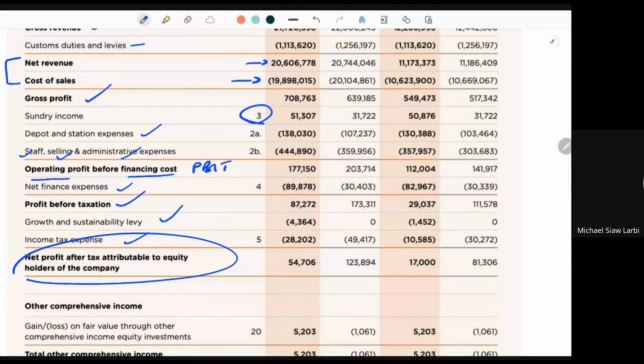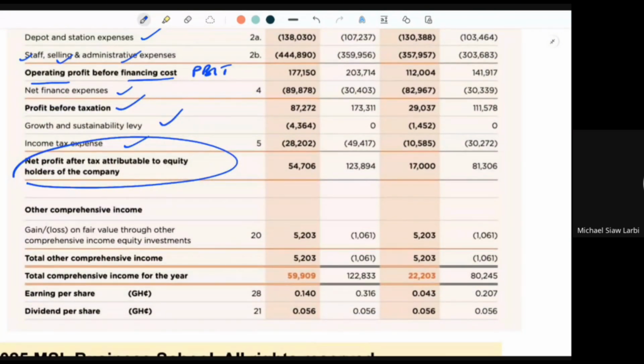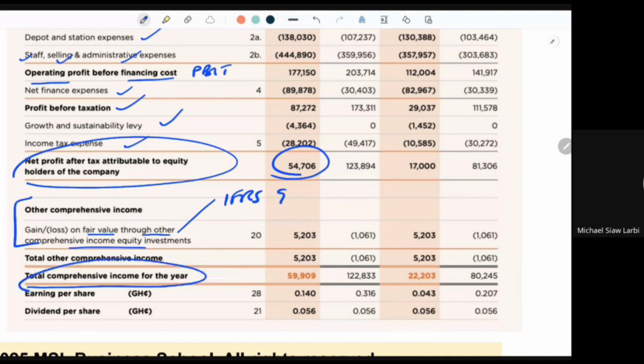Do you remember I told you there's a guy called other comprehensive income, where I said accountants have special rules on what should go there, right? So you can see they also show their OCI, gain or loss on fair value through OCI instruments. This is under something called IFRS 9, way above your level. But at least you know that, okay, this is Goil's operational results for the year. Then what the accountants like to put in their special place, giving us their total comprehensive income.